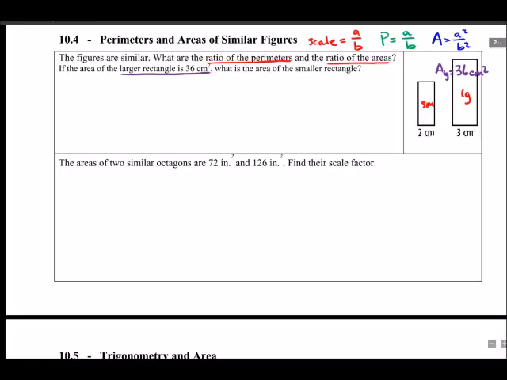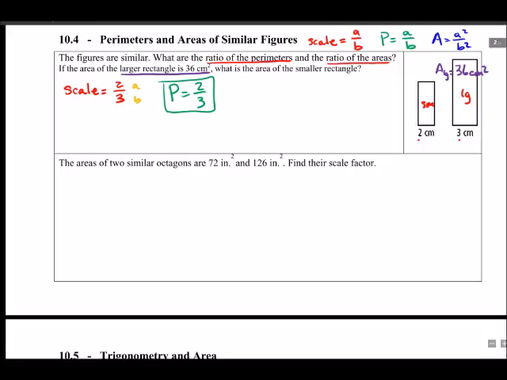So the first thing I need to do is find my scale. And scale of, let's do small to large, is 2 to 3, right? I use my lengths. So now I have a scale, and we want the ratio of the perimeters. Well, if this is A and this is B, we know that the perimeters is just A to B. Your perimeter ratio is just 2 to 3 as well. So that was easy enough.